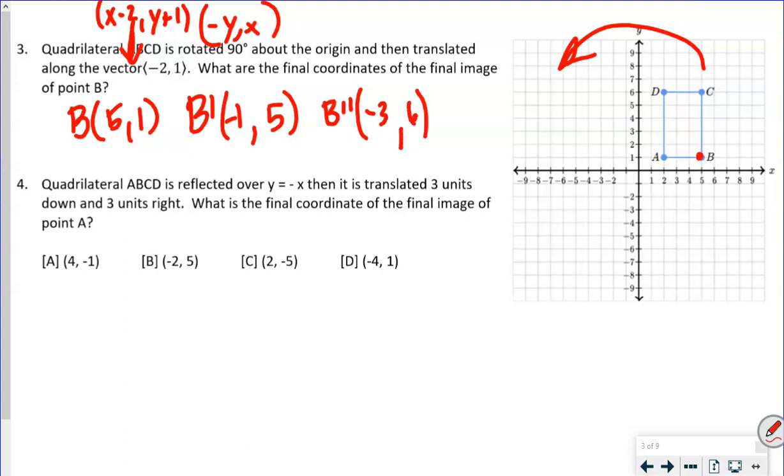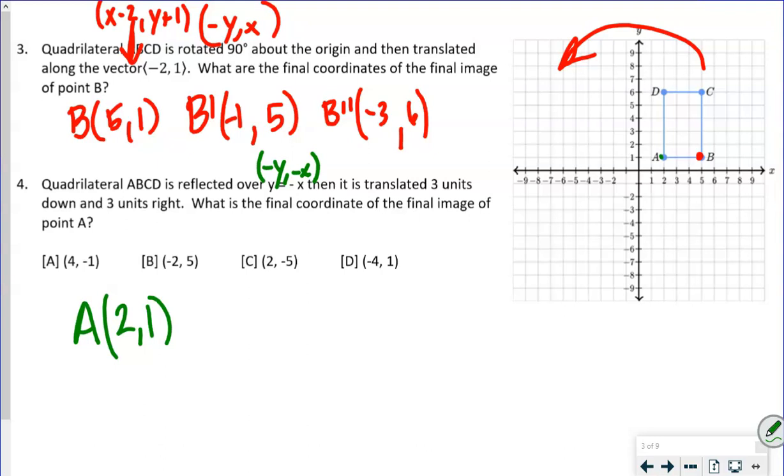Then it says for number 4, quadrilateral ABCD is reflected over y equals x. Then it's translated 3 units down and 4 units right. What is the final coordinate of the final image of point A? So this time we're doing A. So our original A is 2, 1, right there, 2, 1. Okay. So it says we're reflecting over y equals negative x. So that's going to be the rule negative y comma negative x, right?